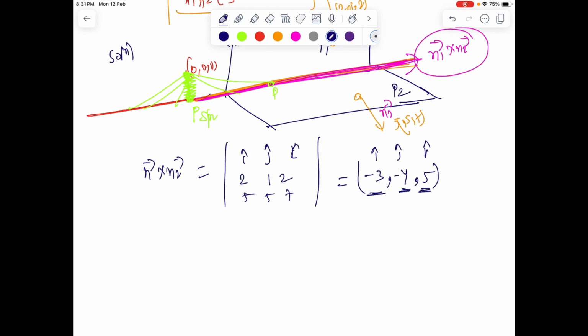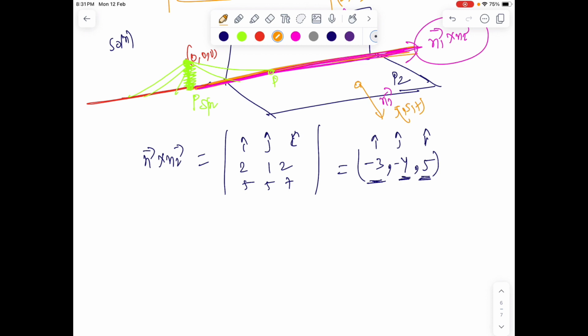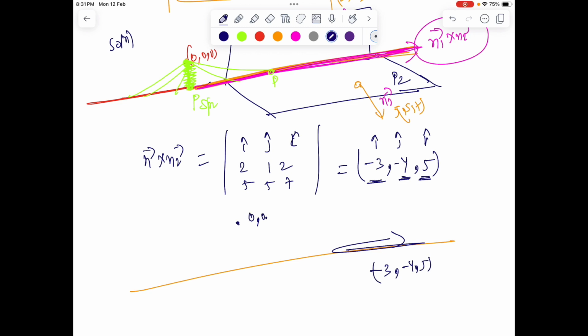So this is i component, j component, k component. Usually in exam you should also write in terms of ordered pair, or ordered triplet, because that saves your time not to write i, j, k. So we know this line direction, right? It's along minus 3, minus 4 and 5.